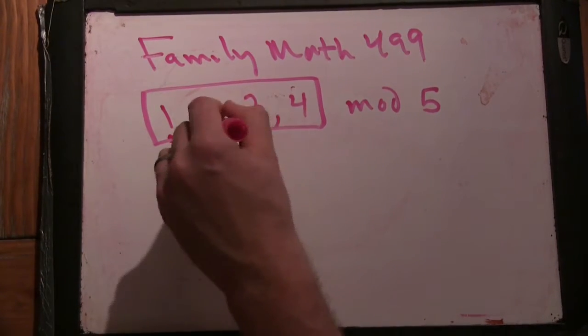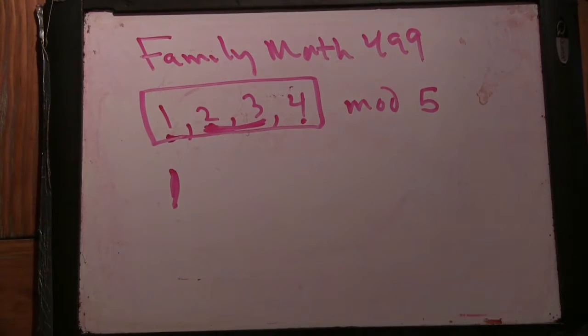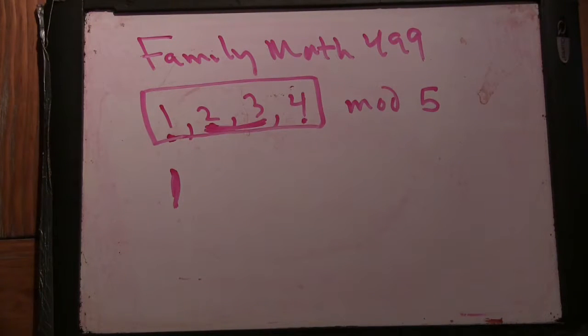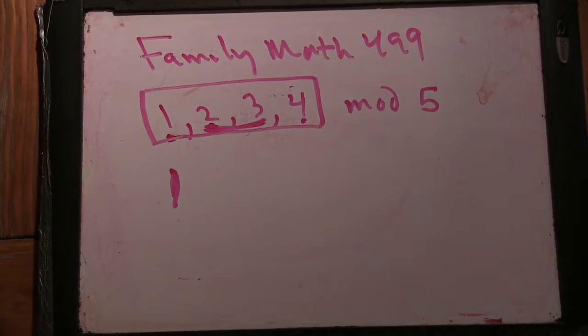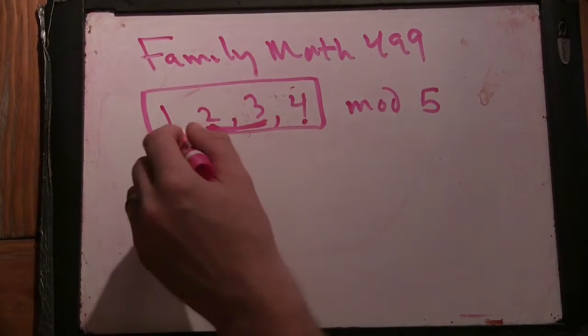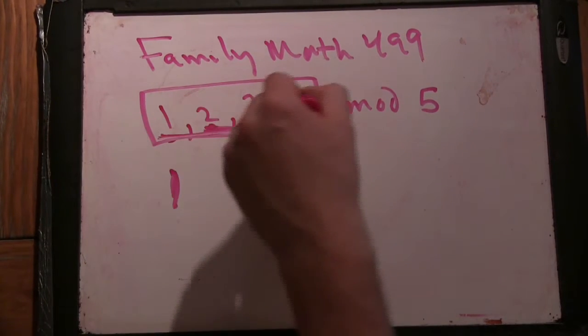Okay? Now, what number can I multiply 4 by? Can you multiply it by two numbers? No, only one number. I need to multiply it by some number in here to get a remainder of one. Well, what if you multiply it by itself? Ah, 4 times 4. That gives you 16, which is a remainder of 1. So all these numbers have things that are called inverses.